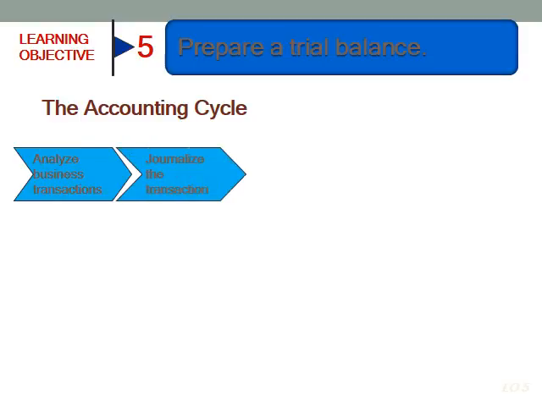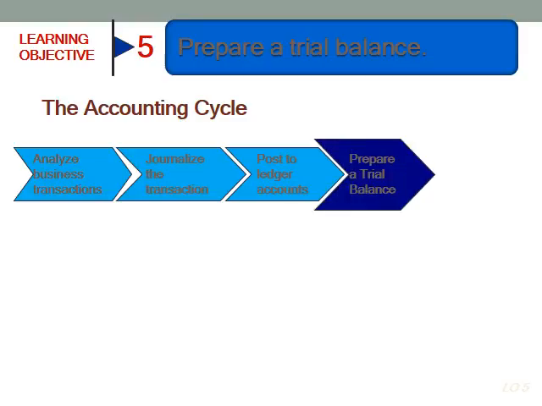Okay, so we've analyzed the business transactions. That was the increases and decreases. We journalized in the general journal. We posted to the ledger account. That gave us totals. And now we can prepare a trial balance. A trial balance basically just lists out all the accounts that we use and what their balances are, whether they're debit or credit balances.